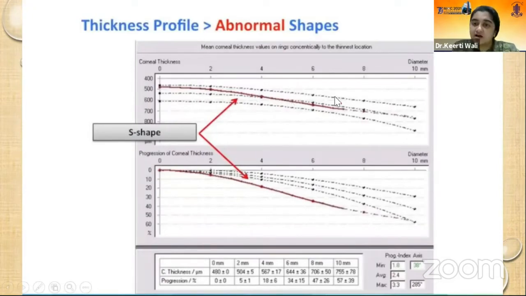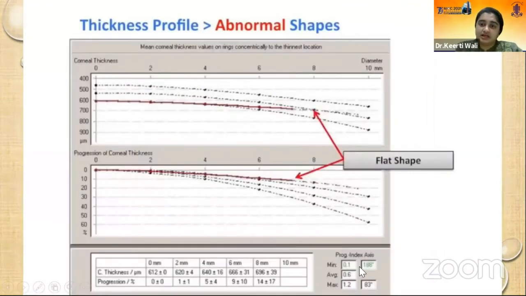If this S is after 6 mm, it will show a moderate risk, not a high risk. This graph is showing a high risk case with an average of 2.4. This is a flat shape. This is also abnormal, and this kind of shape is seen in corneal edema secondary to any cause. And the average here will be very low, 0.6, less than 0.8.